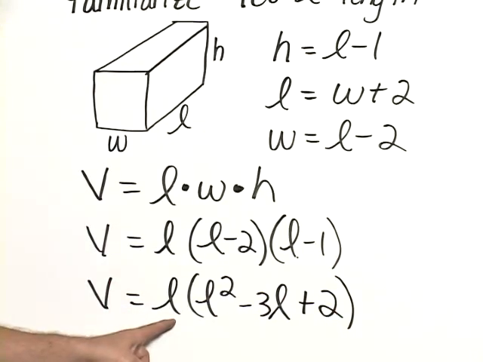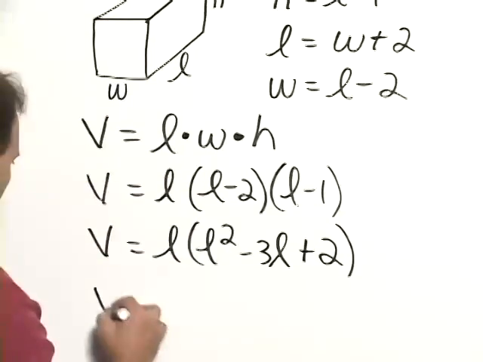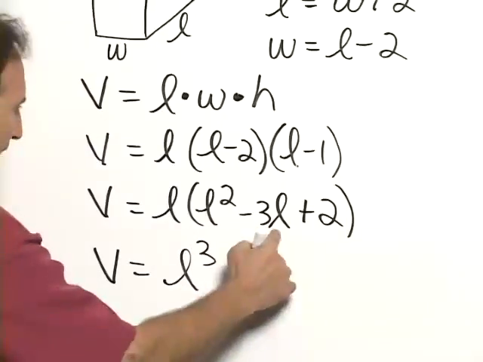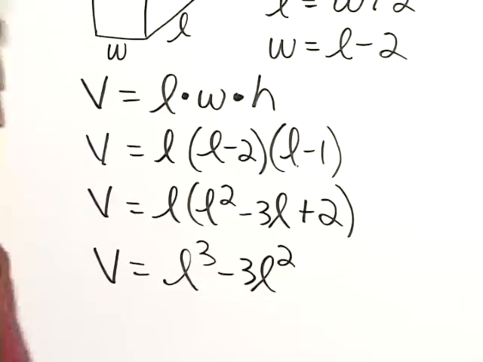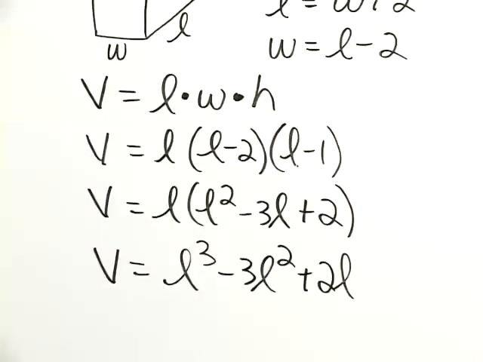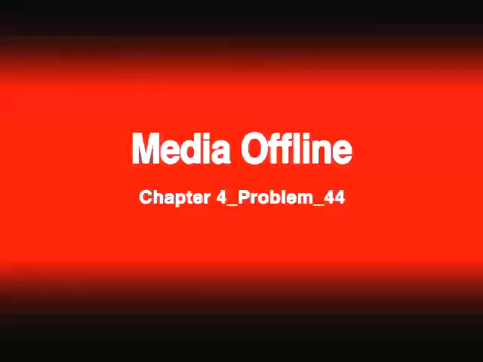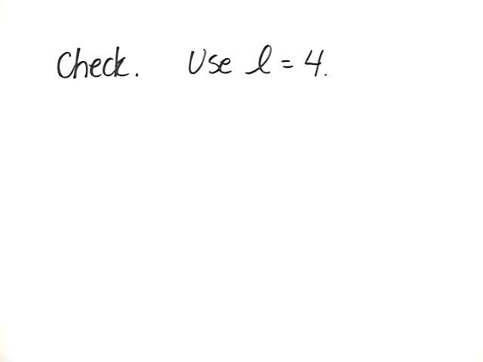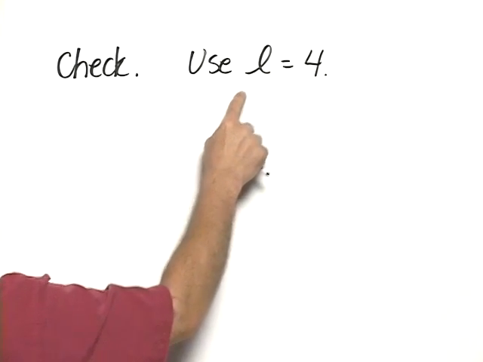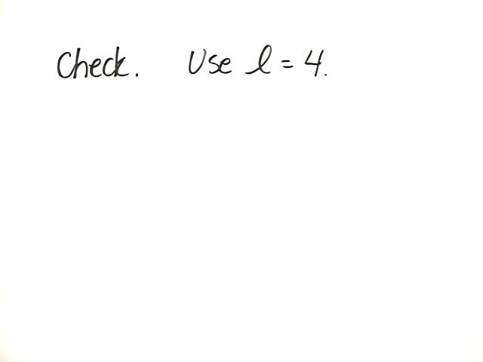Then finally, we need to distribute this L. So our volume would be L cubed, then minus 3L squared, and then plus 2L. After we do the carry out step, we want to do the next step in the process, which is check. Let's do that next. As a partial check, we can substitute a number for L. I've selected 4 for the value of L.